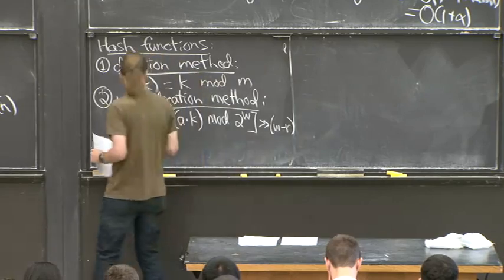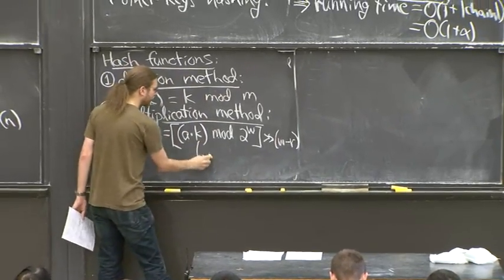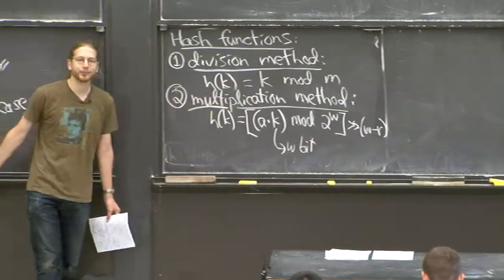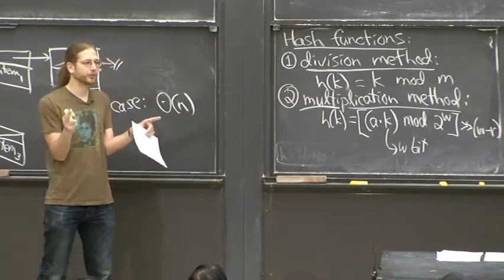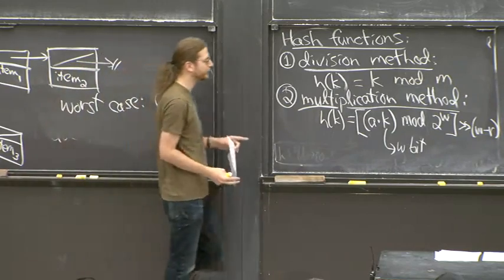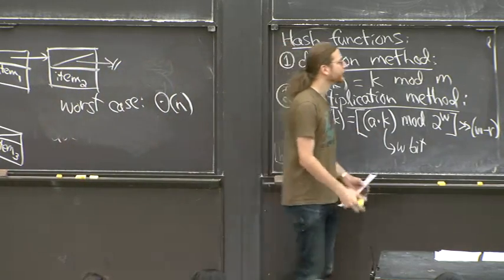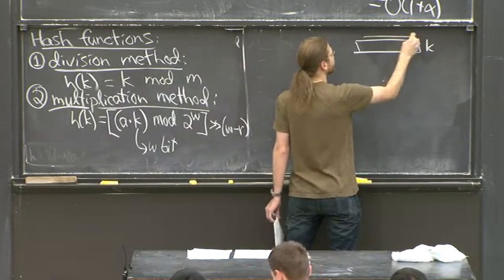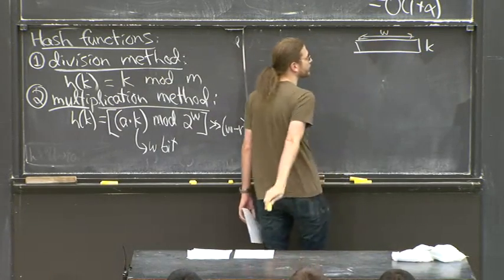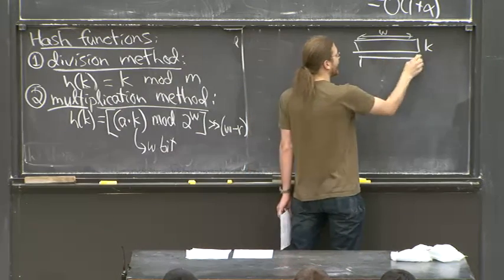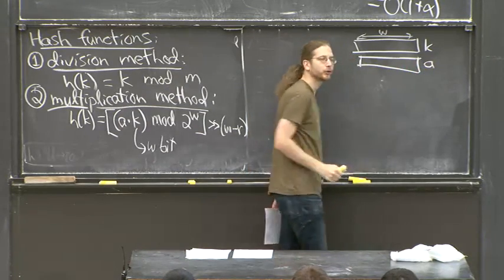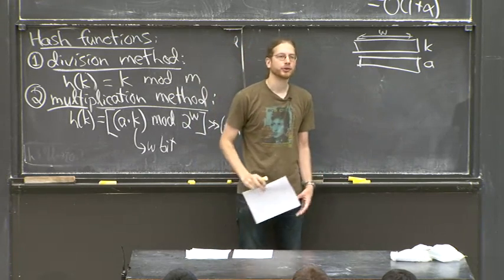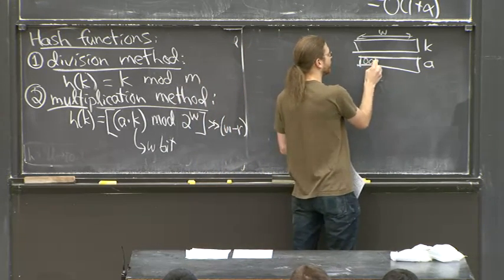OK, what is w? We're assuming that we're in a w-bit machine. Remember way back in models of computation, your machine has a word size. It's w bits. So let's suppose it's w bits. So we have our key k. Here it is. It's w bits long. We take some number a. Think of a as being a random integer among all possible w-bit integers. So it's got some zeros. It's got some ones.